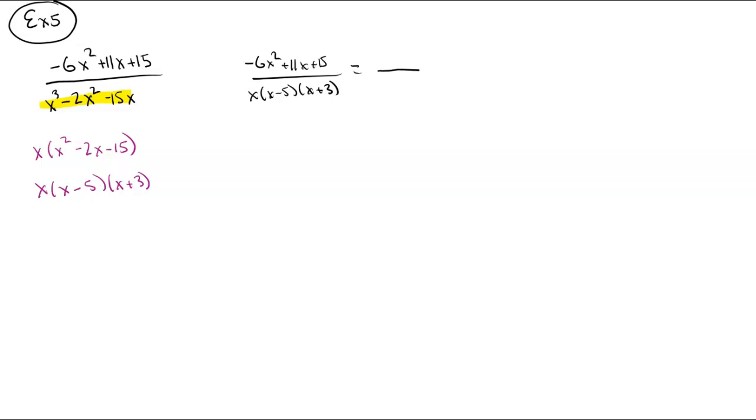Again, I have three things in my denominator. They're all different, which is nice. I don't have to deal with things to the power. So they are all going to be separated to three fractions. So x, x minus 5, and x plus 3. And then my placeholders will be a, b, and c.